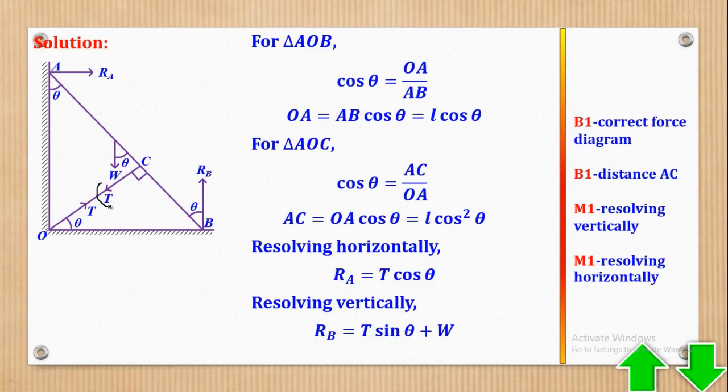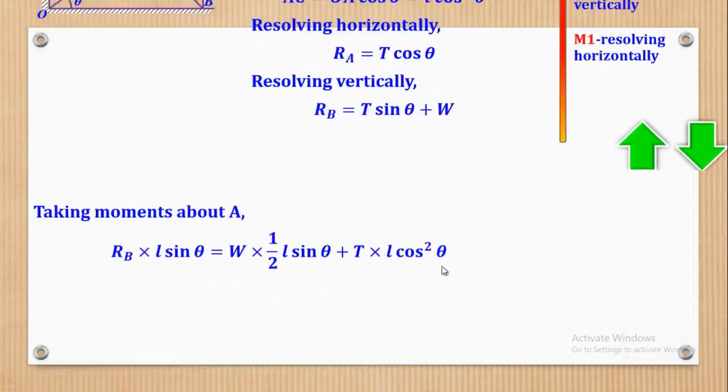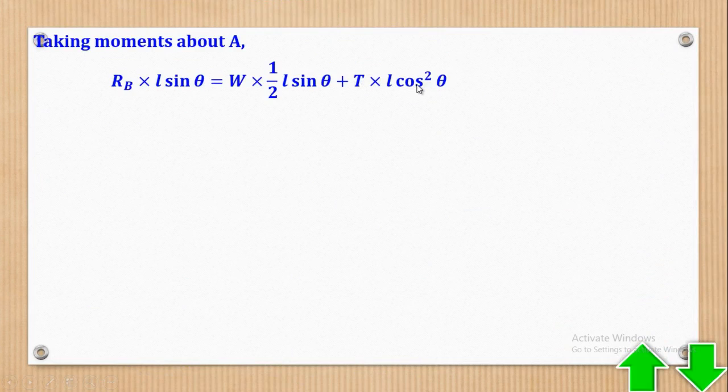Now for T, first of all you have to realize that this angle is 90. So it originates from point C, therefore the distance from the pivot is SC, which is L cos squared theta. Then the angle is 90, so the moment will be T times L cos squared theta times sine 90. But remember, sine 90 is equal to 1, so in the end we shall remain with T times L cos squared theta. So that is where the T times L cos squared theta is coming from.